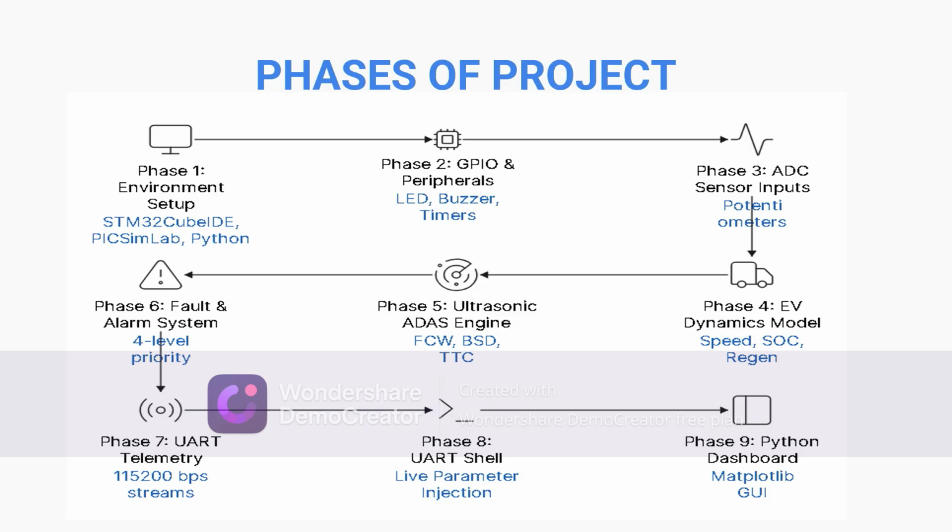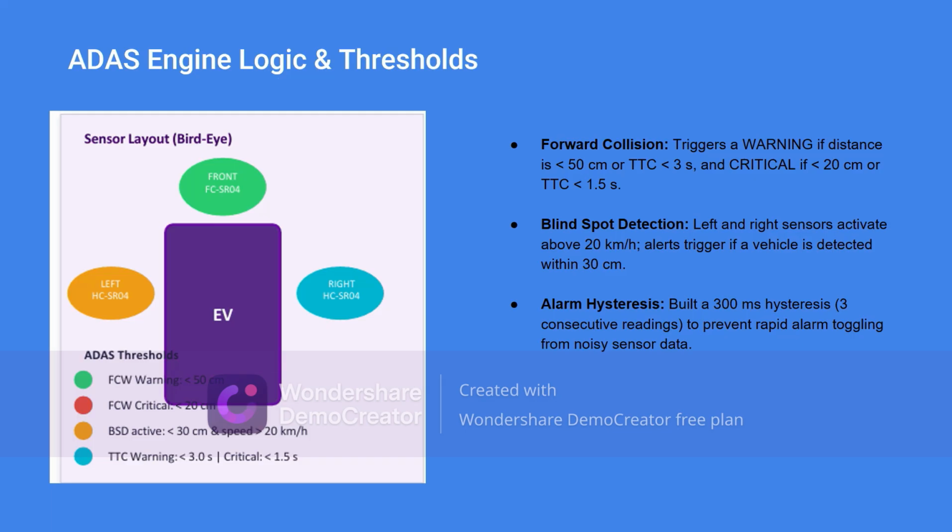We have learned 4 level priority, and we updated that. In phase 7 we learned about UART telemetry, 115200 BPS streams. Phase 8 used UART shell live parameter injection. In phase 9 we have done a Python dashboard, matplotlib GUI.